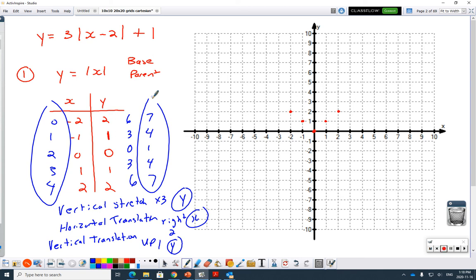My method is I do all this stuff all together to each individual point. Those are in red, I'm going to go in blue. Take this point, vertical stretch factor 3. I multiply the y value by 3. 0 times 3 is 0. Then I take it and I go right 2, up 1. I'll take this one. Vertical stretch factor 3. Right 2, up 1. Take this one. Vertical stretch factor 3.